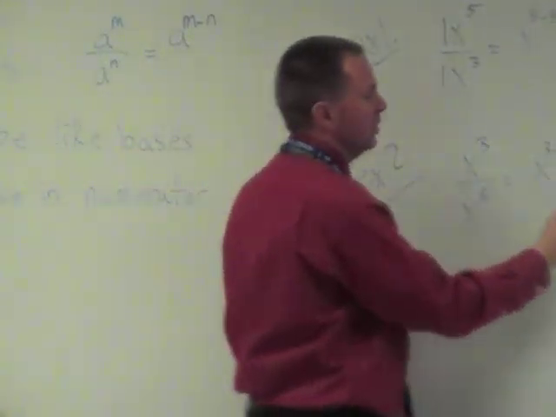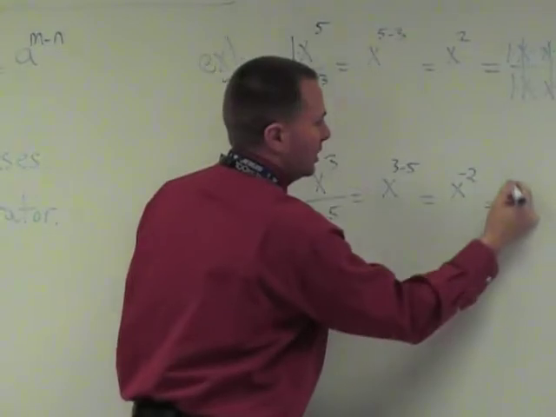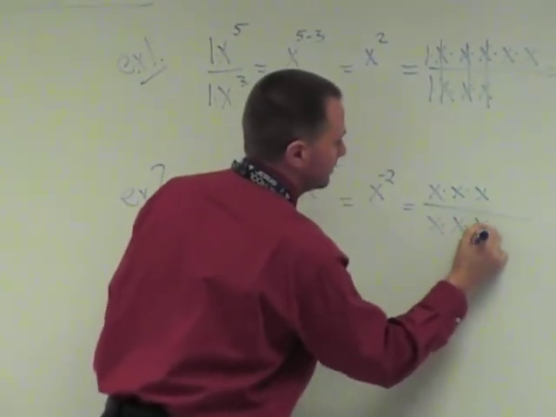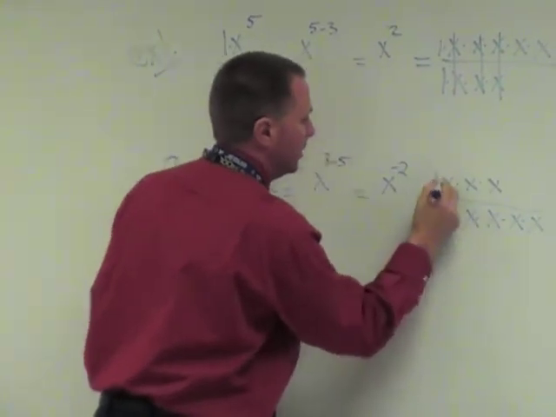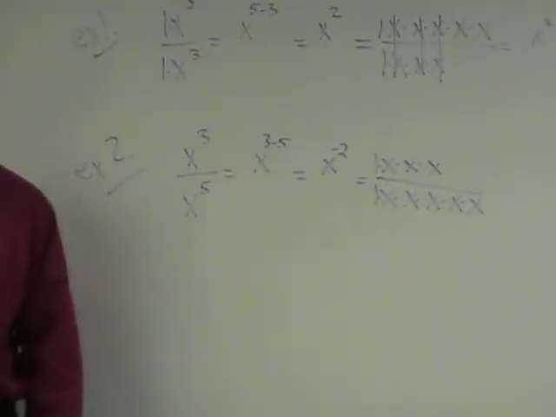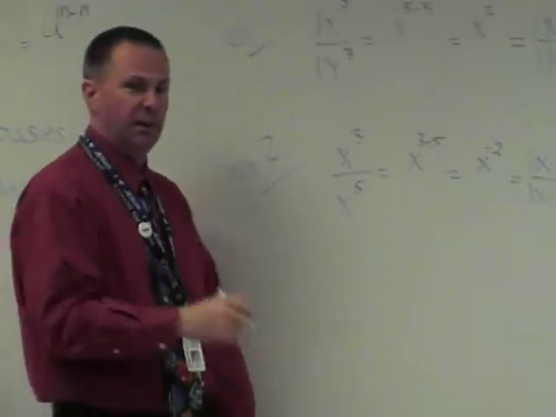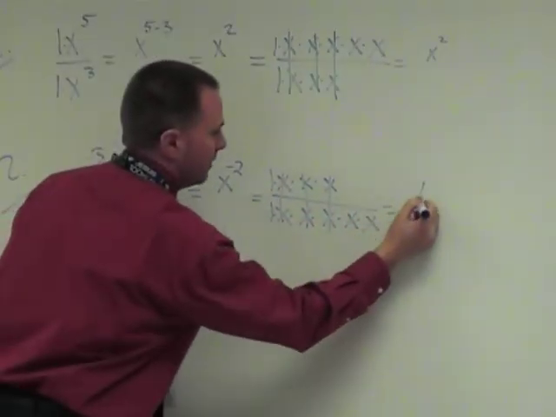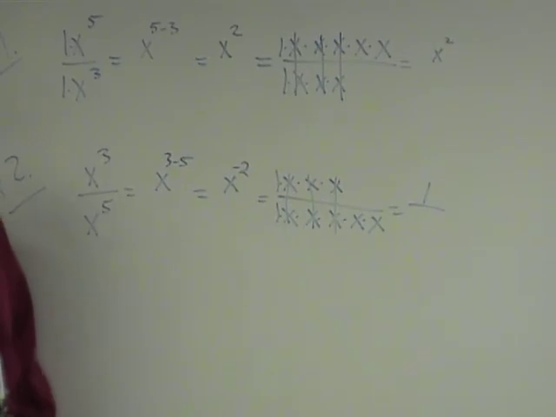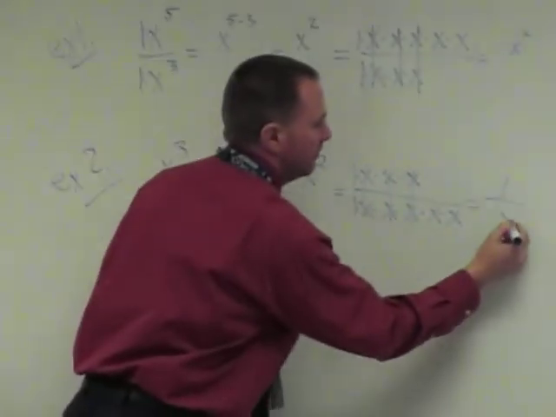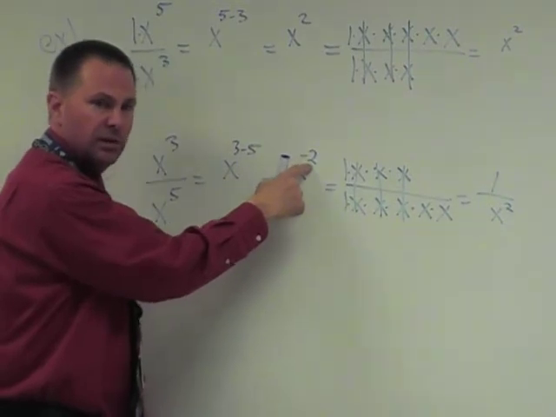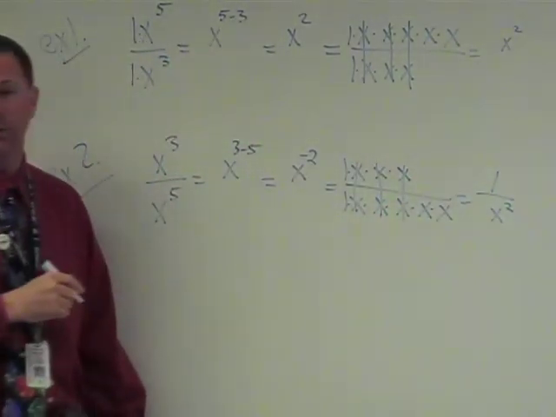So I'm just going to go ahead and show you this. X cubed, again, is x times x times x. There's ones in front of everything, just in case you want to know what's left when everything cancels out. I have a 1 left on top, and now what do I have? X squared on the bottom. X to the negative 2 is the same as x to the positive 2 in the denominator.